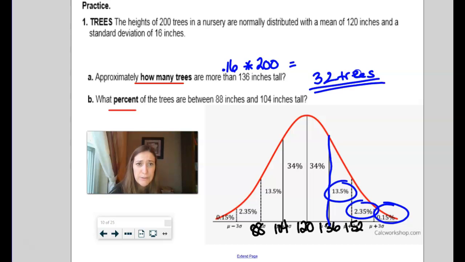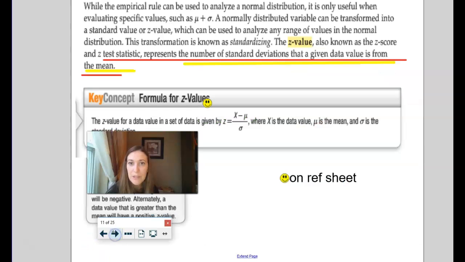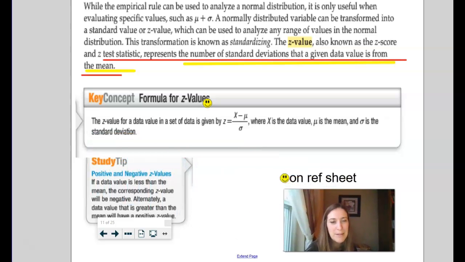That says trees. All right, what percent? Now they're switching on you. What percent are between 88 and 104? Oh, well, that's actually a really easy question. Is that really all they wanted? All right, 13.5%. So this is kind of the beauty of having a handy empirical rule with you, because once you understand how to use it, it's actually pretty easy. Unfortunately, it's not super accurate. All right, which brings us to our next topic. Okay, it's pretty accurate, accurate enough for what we're doing.